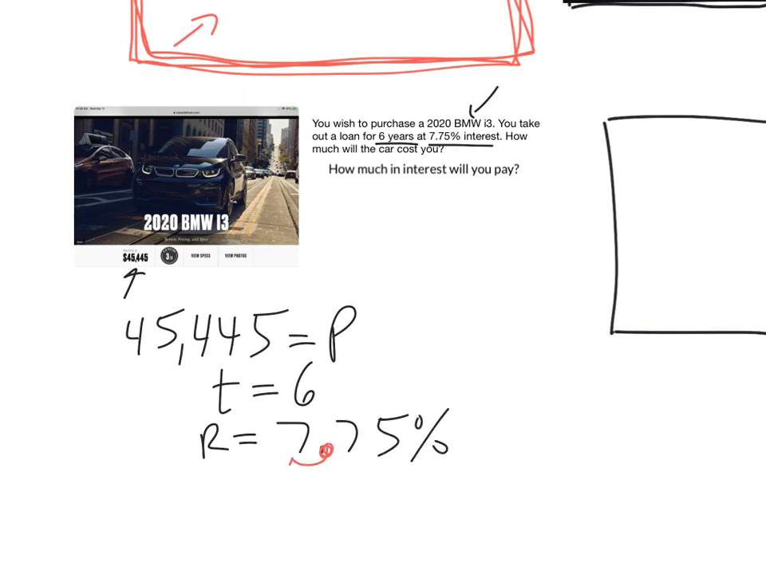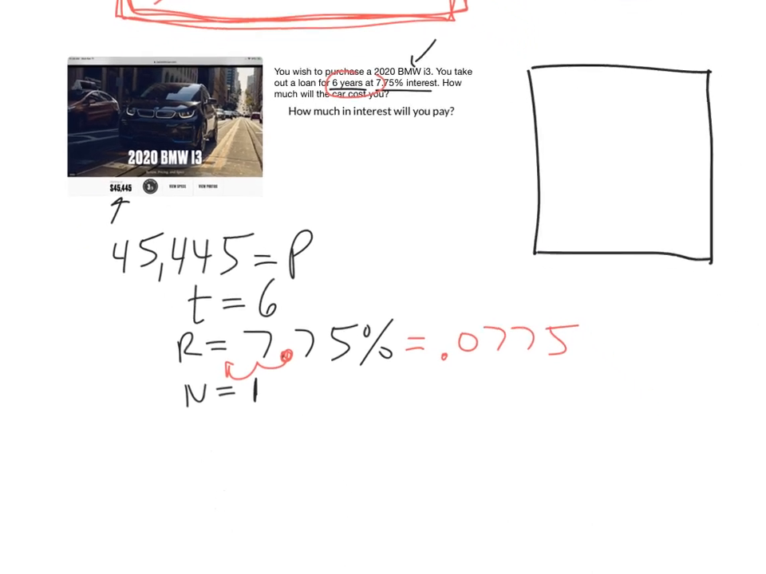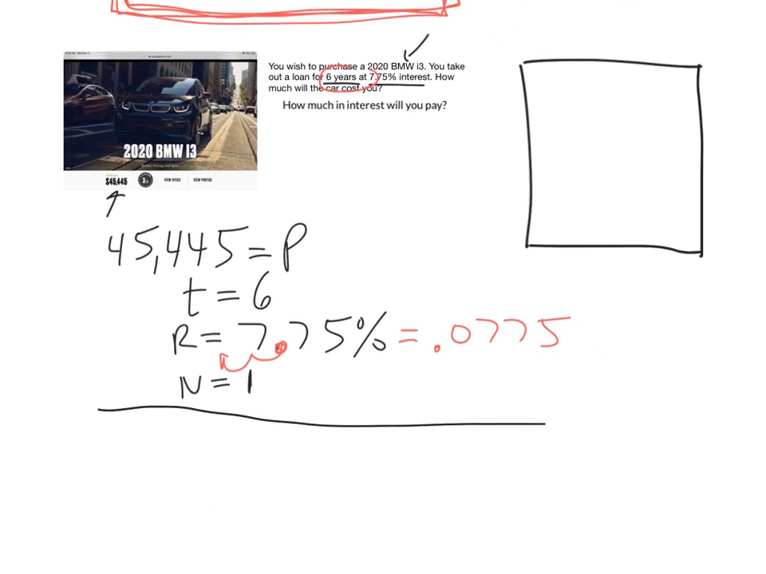So our R is 7.75%. So we're going to take the decimal point and go 2 places to the left. So here our R is 0.0775. The loan is for 6 years. So our interest rate R is 0.0775. And for these loans, what you do is you always calculate your payments annually. So our N is going to be 1. Just like in the last problem, our N is going to be 1. So we're going to buy this BMW, which is costing a little over $45,000. Let's see how much it really ends up costing us.